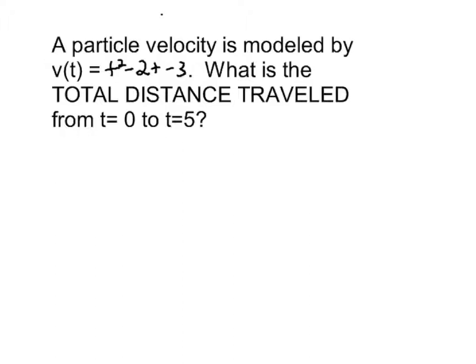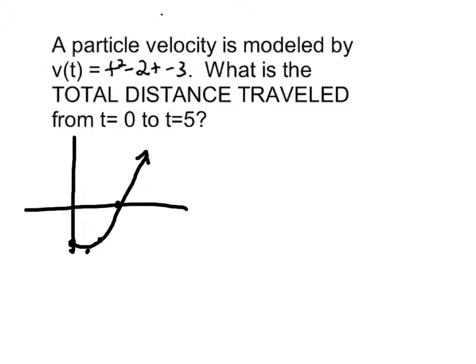Well, the velocity function is a parabola, and I care about its velocity from 0 to 5. So if I were to think about this parabola, it would be at negative 3, and then if I plug in 1, it would give me negative 4, and then when I plugged in 2, it gives me negative 3, and then when I plug in 3, I get 0, and then it sort of takes off from there.